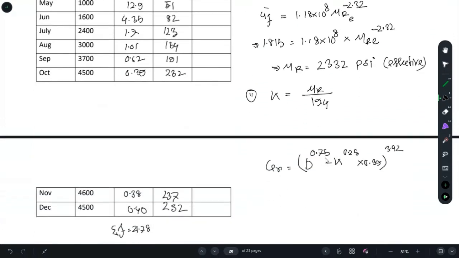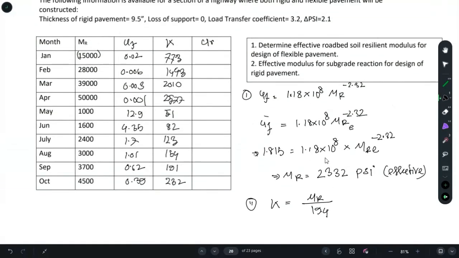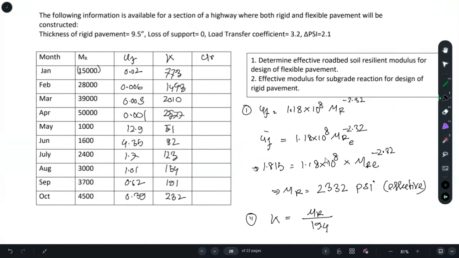So I'll build an equation like parenthesis 9.5 to the power 0.75 minus k, and here k is variable. I'll put in the k values of the different months, with a power of 0.25, and I'll multiply the quantity by 0.39, and I have a power of the quantity of 3.42. So I'll put in k for the first month, that is January, 773, and for that I will get a mu r of 63. It's the relative damage for the particular month, January.